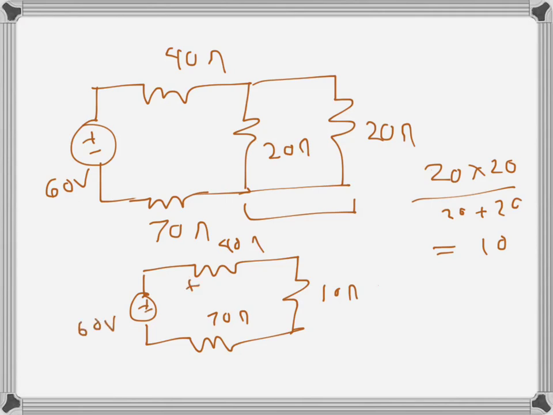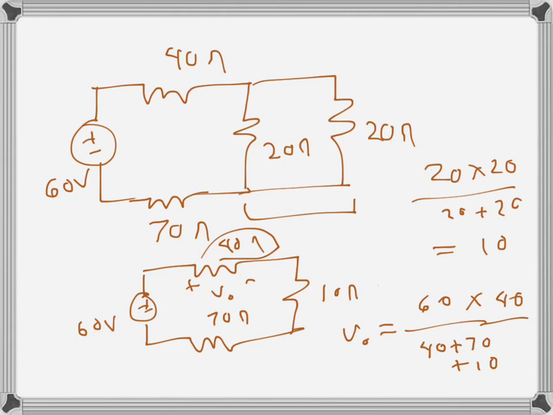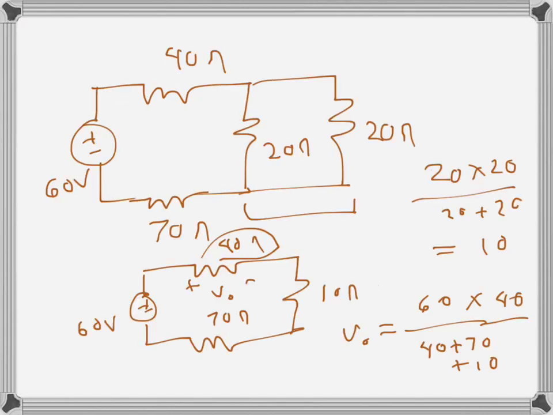Since we are interested in the voltage across 40 ohms, V naught will be total voltage divided by the sum of all the series resistances, 70 plus 10, multiplied by the resistance across which we want to find the voltage. So this gives us 2400 divided by 120, so V naught becomes 20 volts. That's the voltage drop across 40 ohms.